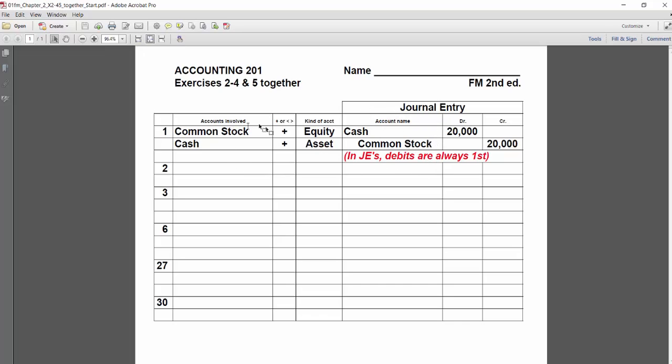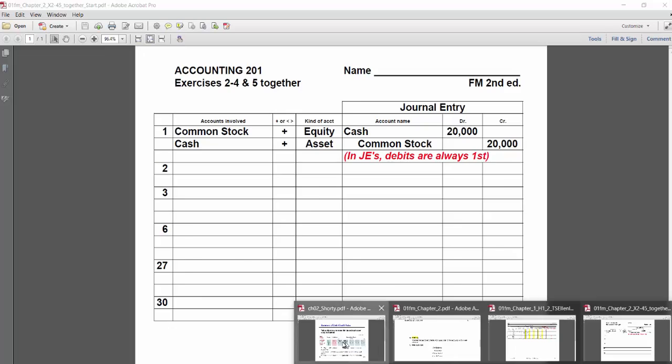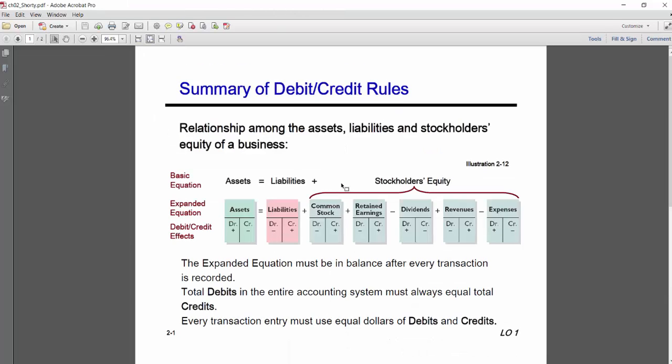The part on the left here is just basically thinking space for you to work out how to come to the final answer that you need on the right here for the journal entry. So back to our little exhibit here. There's our debit and credit rules recapped again with the expanded accounting equation.